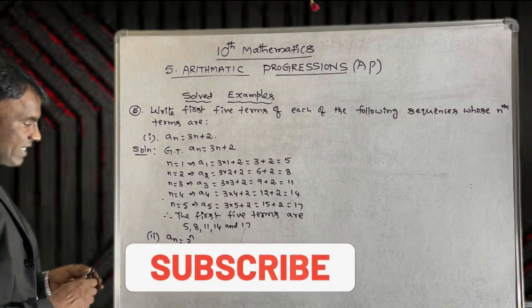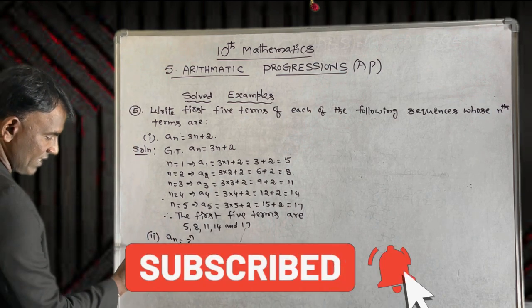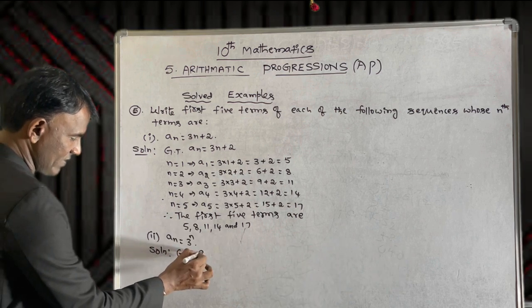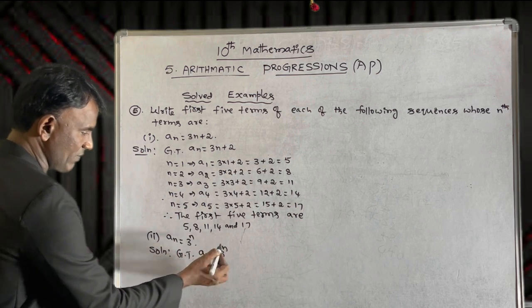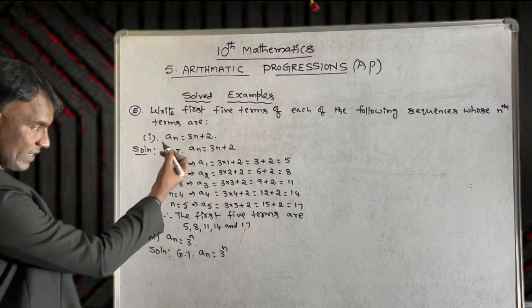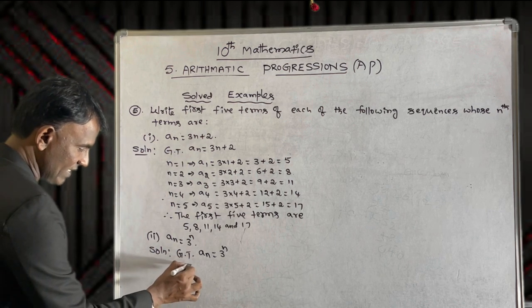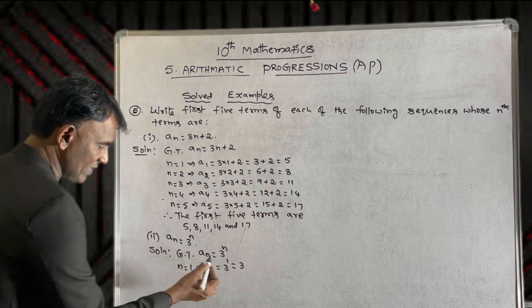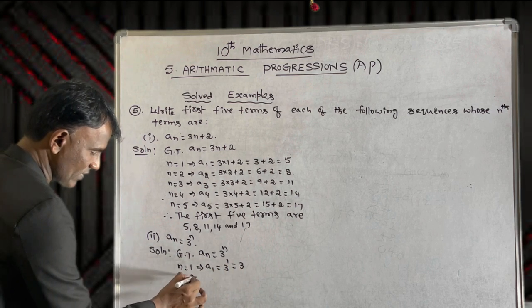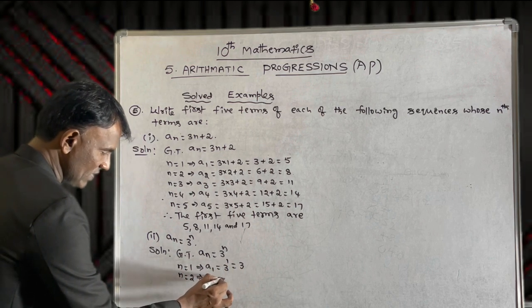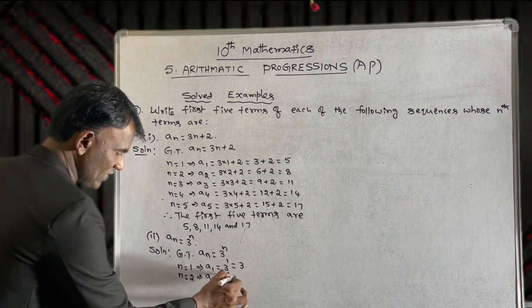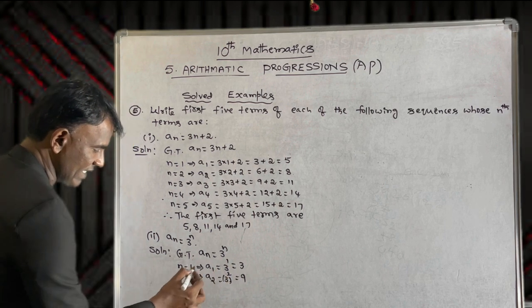Okay, now this is the second sub question. An equal to 3 power n. So what is the given value? An equal to 3 power n. Again we write the first 5 terms. If n equal to 1, we get a1 equal to 3 power 1 equal to 3. For n equal to 2, we get the second term, that is 3 square. So 3 square means 3 into 3, that can be written as 9.